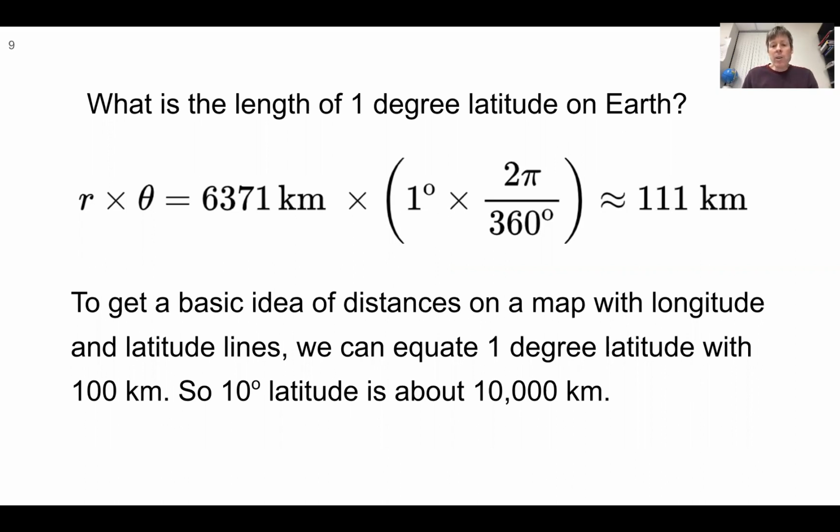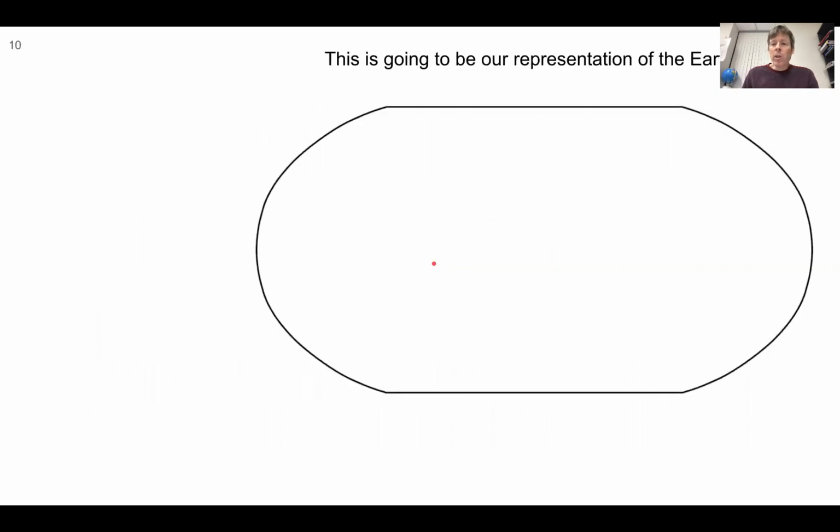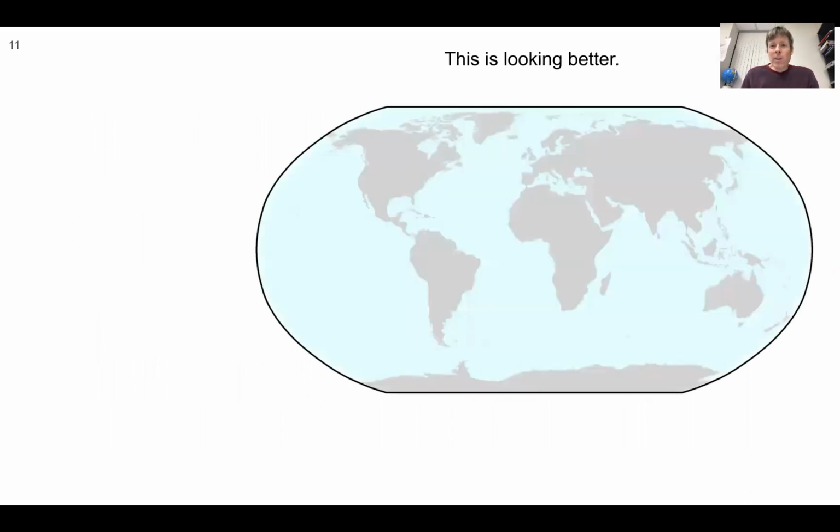So 10 degrees latitude is about 10,000 kilometers. And that's a useful rule for looking at maps. So we're going to look at a lot of maps of the Earth, a lot of material, and this is going to be our representation of the Earth. It's a little hard to tell on this white slate, but we will fill some things in. We can see now the continents and the oceans.